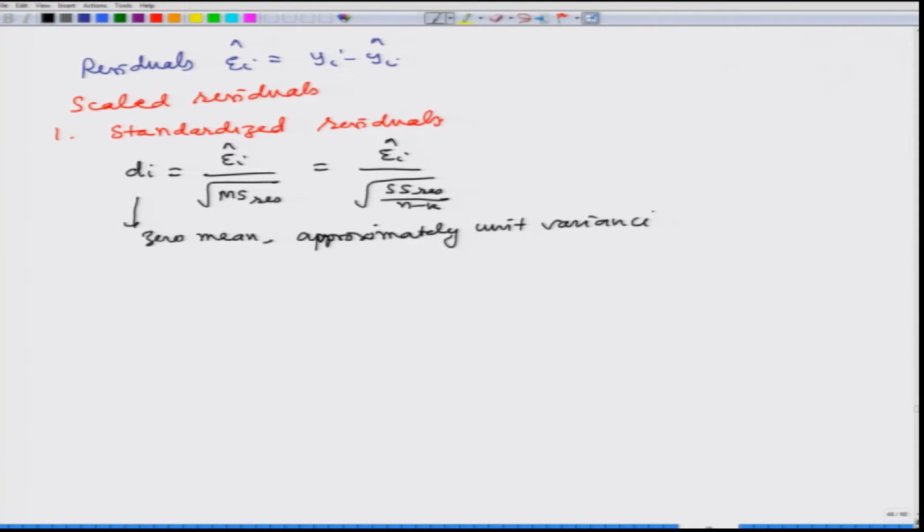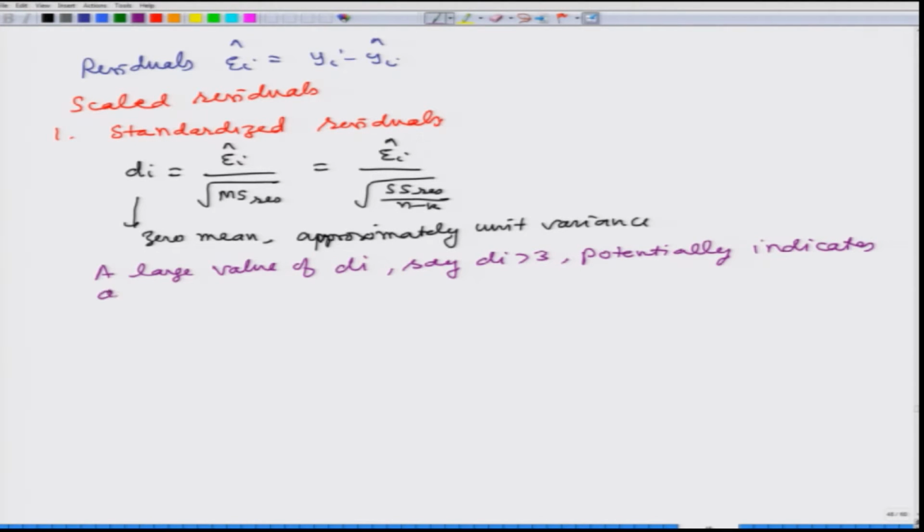Now, these standardized residuals help us in diagnosing a potential outlier. So, we say that a large value of di, say di greater than 3, potentially indicates an outlier.